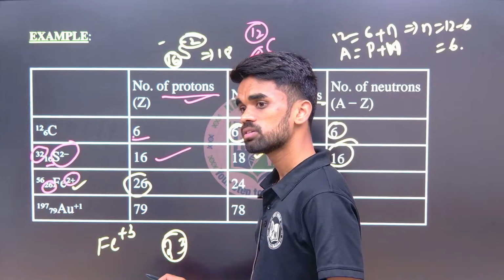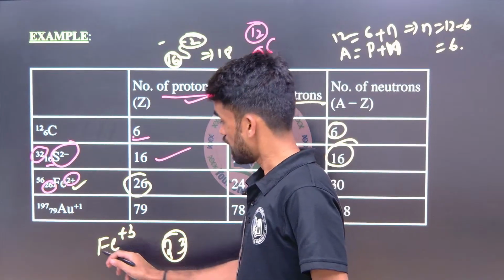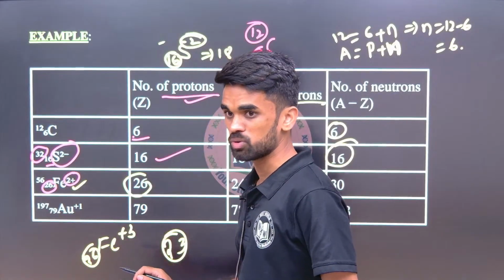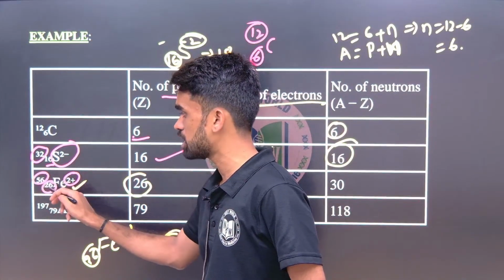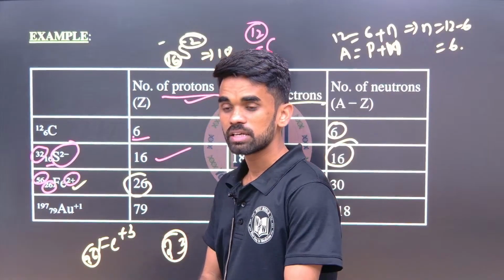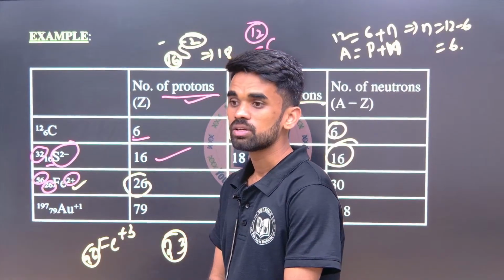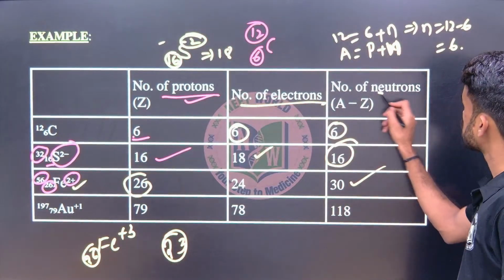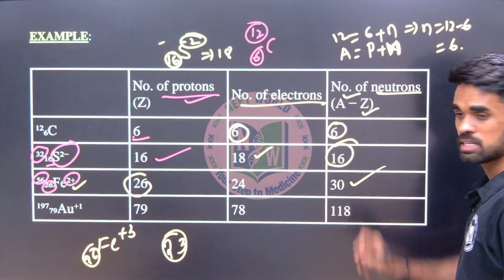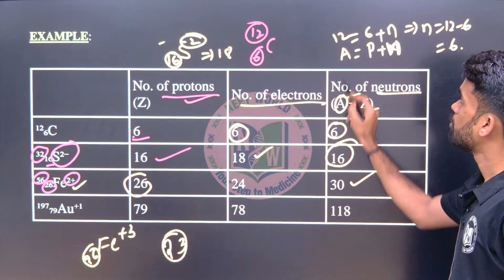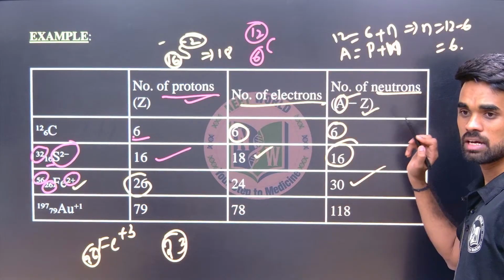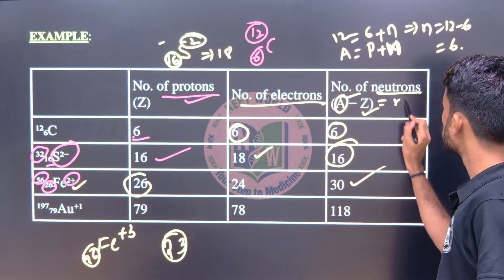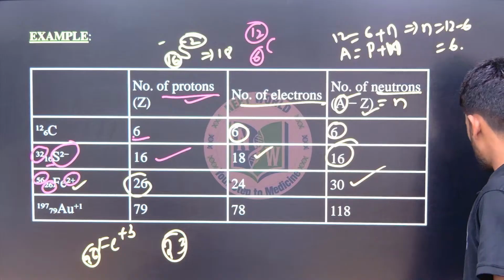Protons? Protons will be the same, they won't change, only electrons are removed. Next, 56 minus 26 is 30, which gives us the neutrons. So 30 neutrons here. Just use the number of neutrons equals A minus Z. A is the mass number, Z is the atomic number, the number of protons. So that gives the number of neutrons.